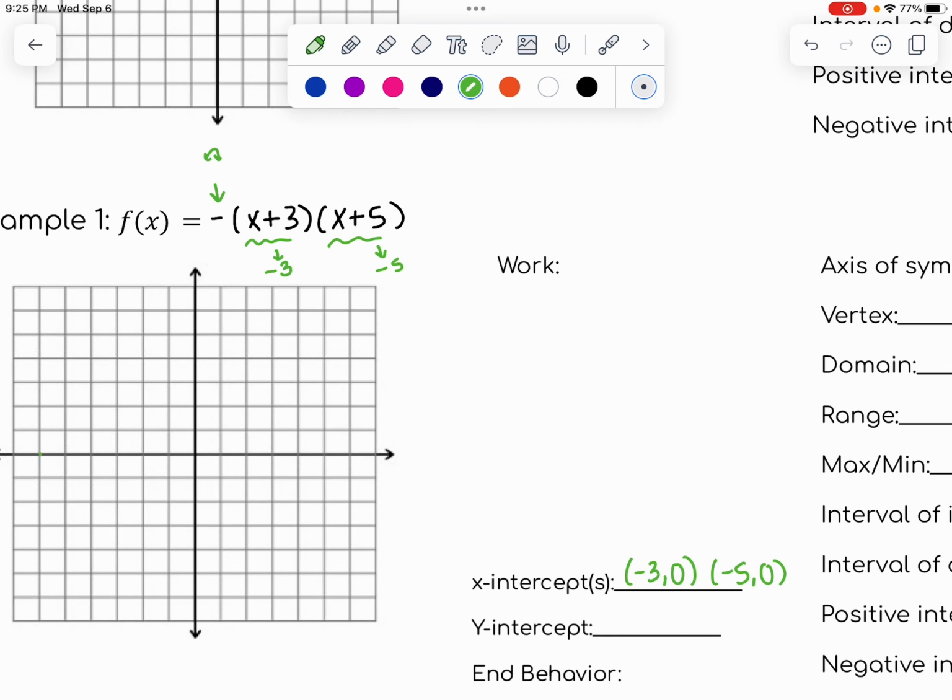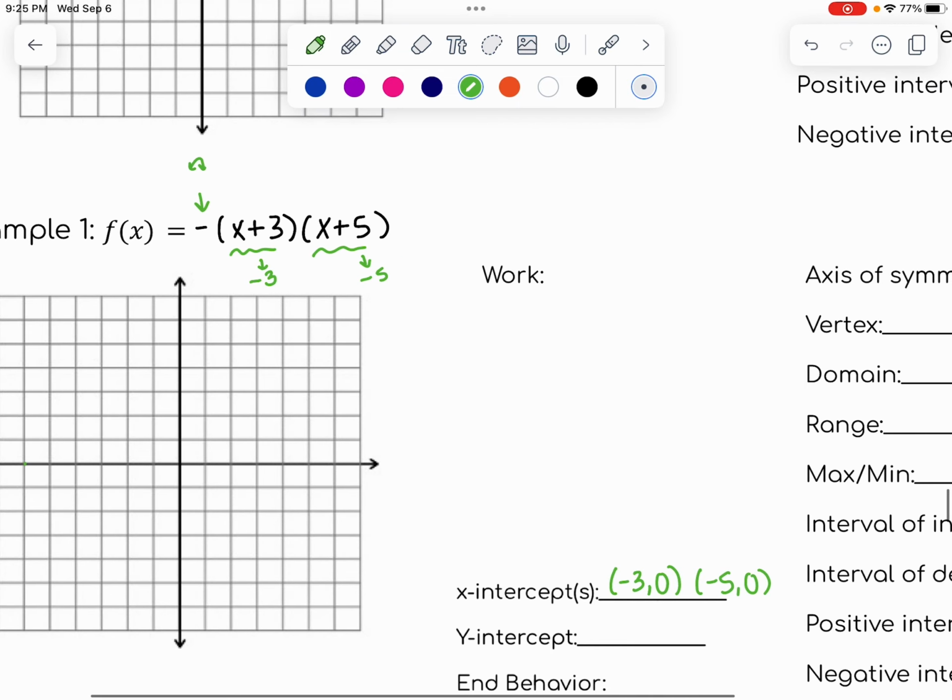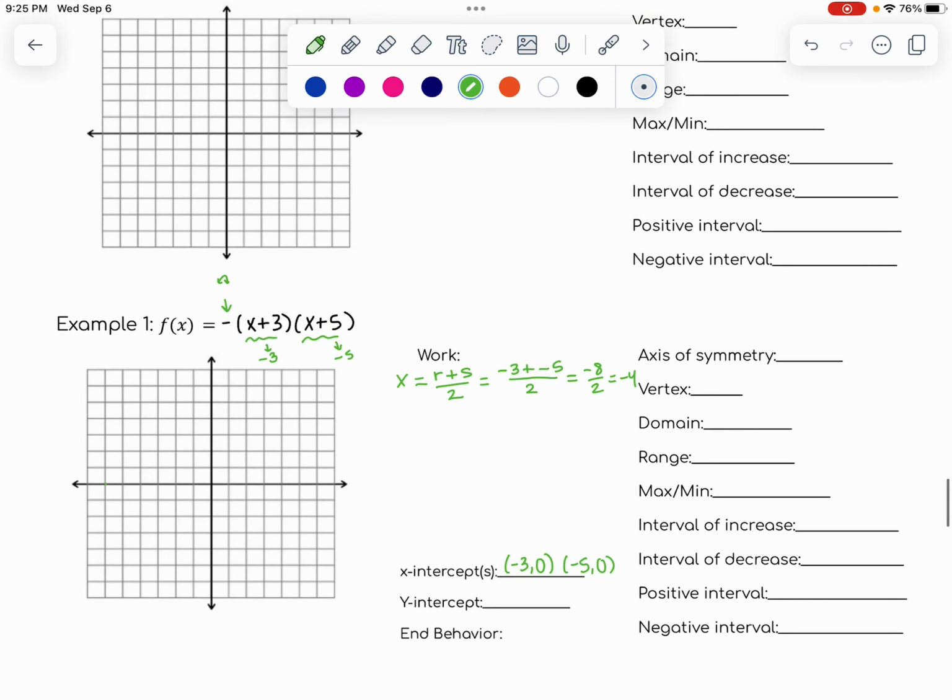After we have our x-intercepts, we can find the axis of symmetry. This is found by simply adding the x-intercepts and dividing by 2. So I'm going to add negative 3 plus negative 5 divided by 2. Negative 3 plus negative 5 is negative 8. Divided by 2 is negative 4. So our axis of symmetry is that x equals negative 4.